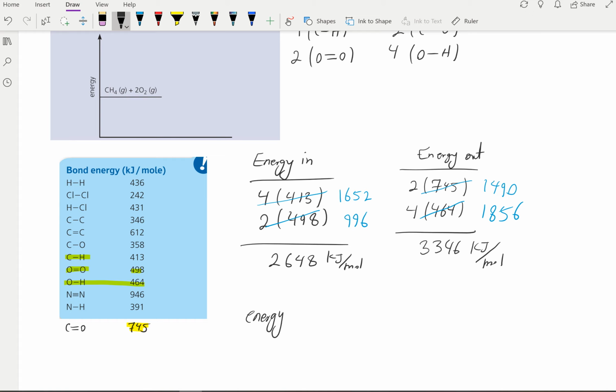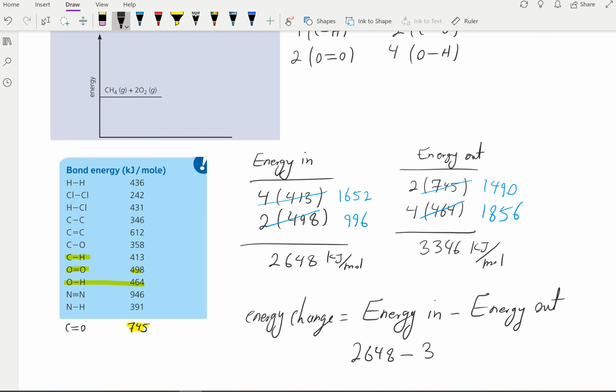So now we can find the energy change for this reaction. The overall energy change equals energy in minus energy out. So the energy that we need for breaking the bonds minus the energy which releases by forming the bonds. So it would be 2648 minus 3346, which becomes negative 698 kilojoule per mole. This is the overall change in energy.